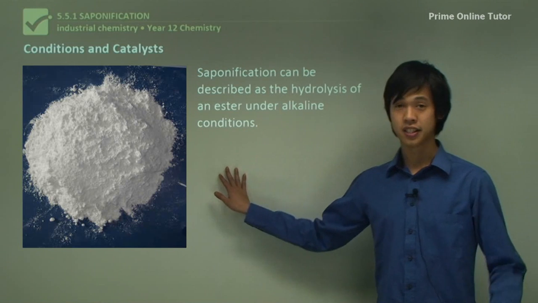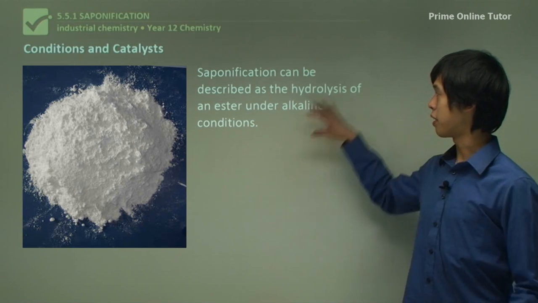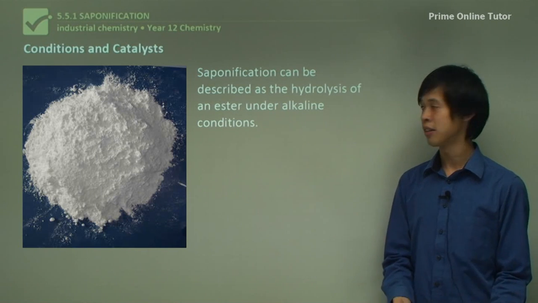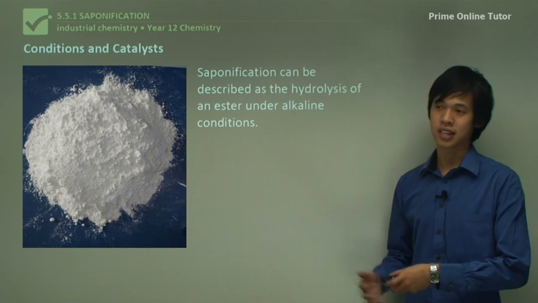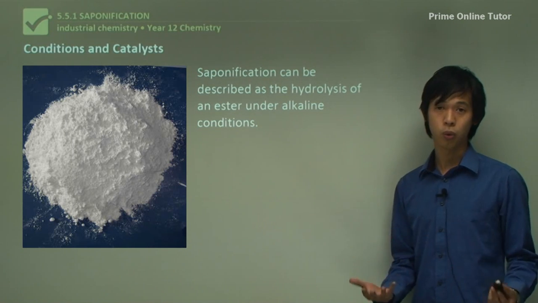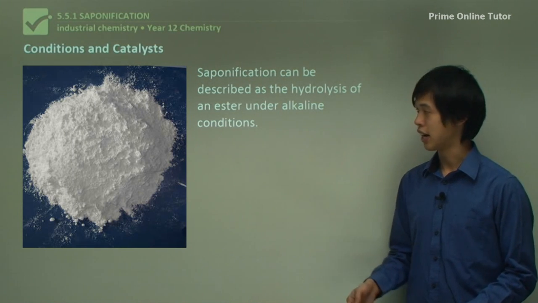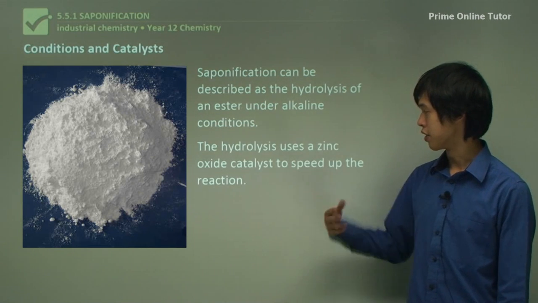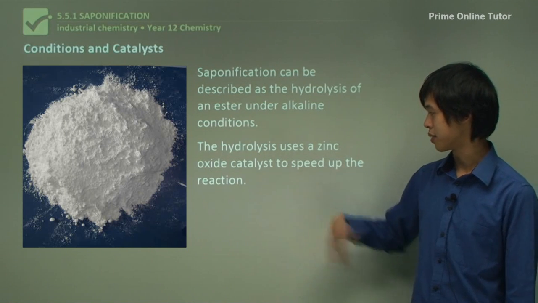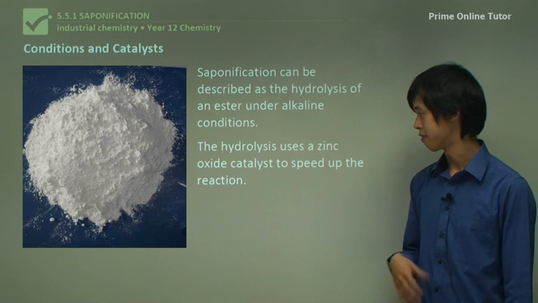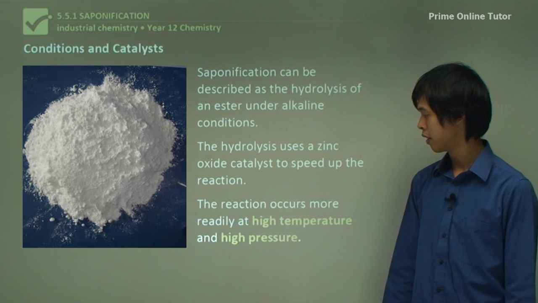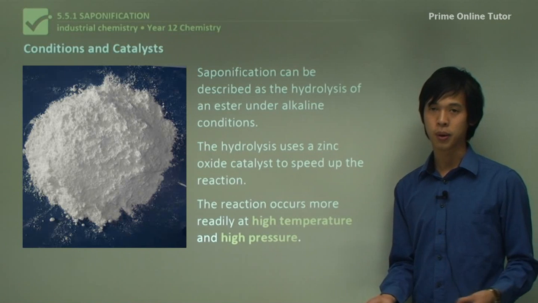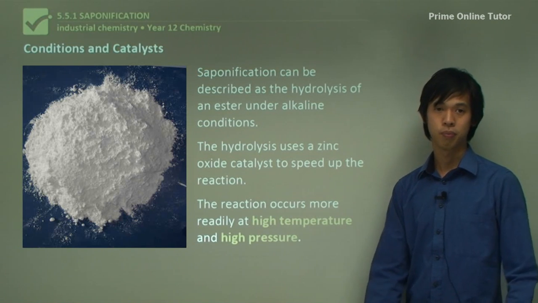Now, the conditions and catalysts that we need for this reaction. Saponification can be described as the hydrolysis of an ester under alkaline conditions. It's very complicated, but essentially it's the addition of water, or hydroxyl ions, to an ester under alkaline conditions. The hydrolysis uses a zinc oxide catalyst to speed up the reaction. So if we have zinc oxide, we can speed up this reaction a little bit. The reaction usually occurs more readily at high temperatures and pressures, when the components are a little bit more energetic and more readily broken down.